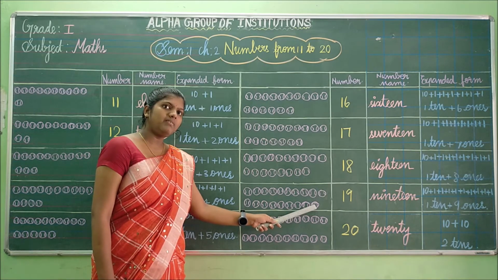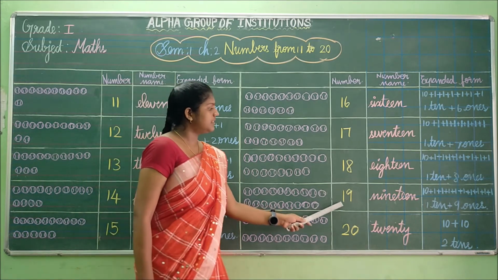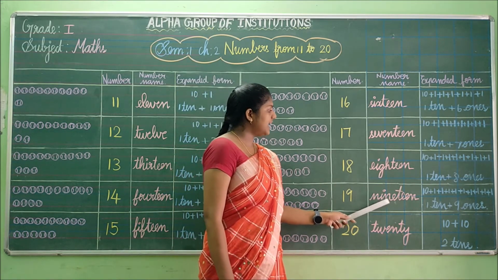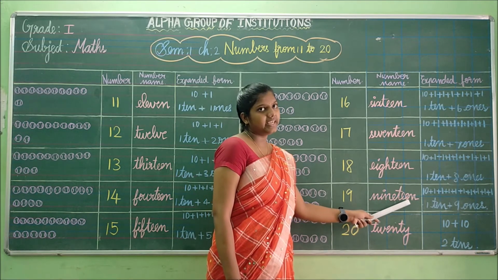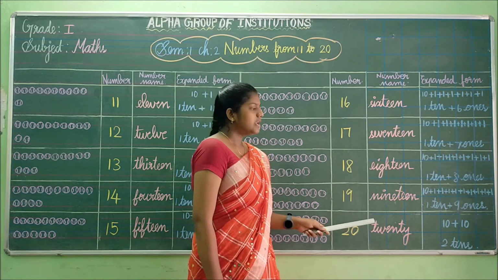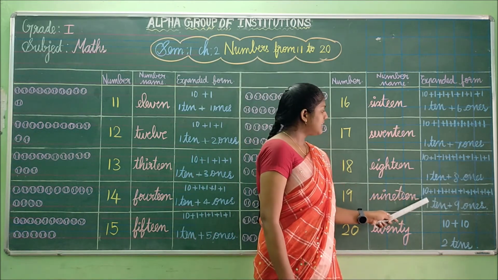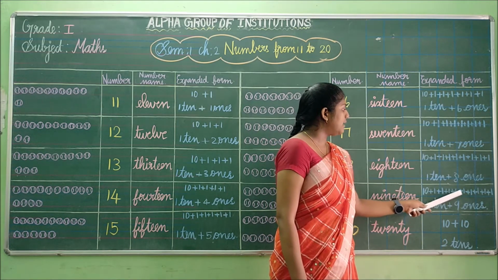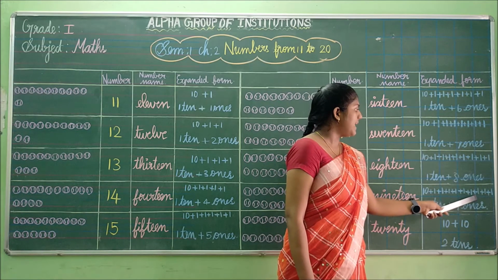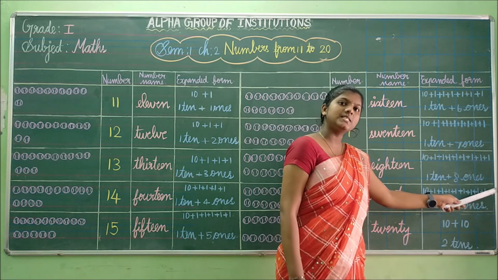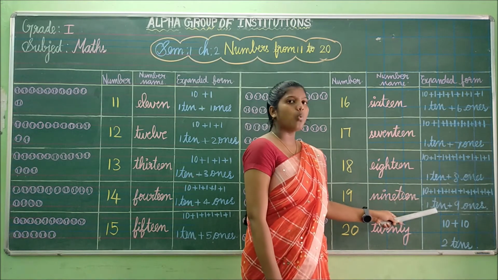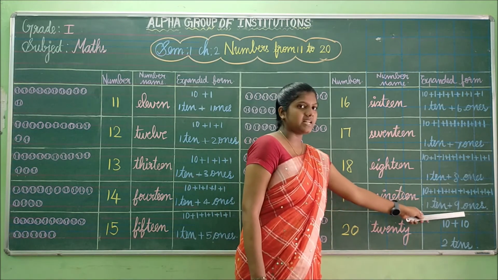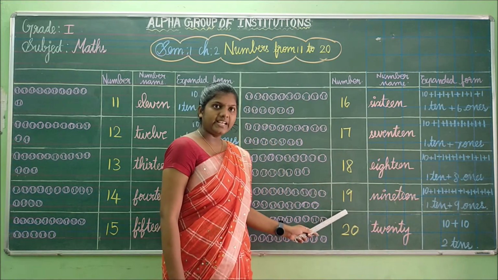After 18, what will we say? 19. So this is the number 19. And number name. NINETEEN, 19. Now see its expanded form. 10 plus 1 plus 1 plus 1 plus 1 plus 1 plus 1 plus 1 plus 1 plus 1. So here we have 1 ten and 9 ones. So 1 ten plus 9 ones is 19.